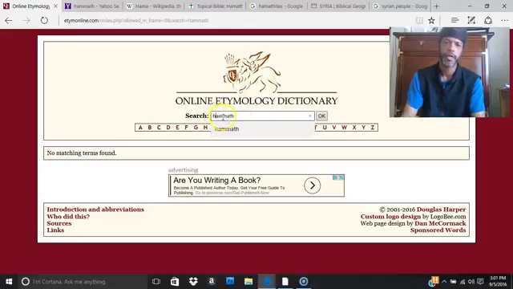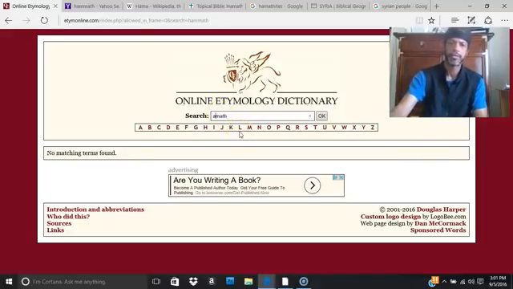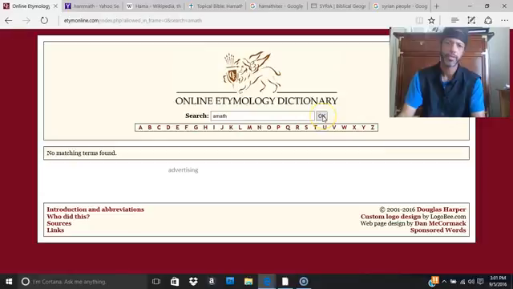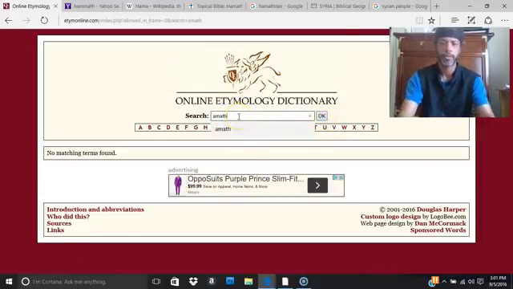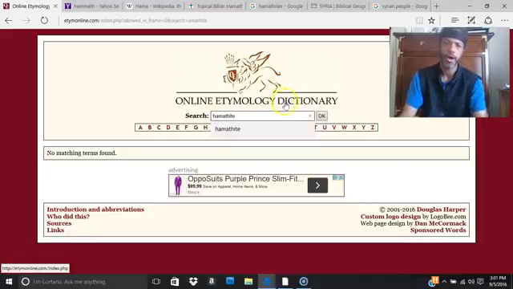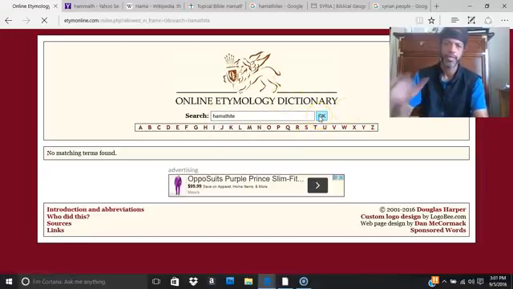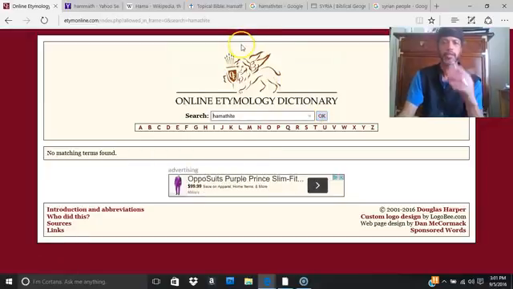So we drop the H, Hamath, and when we click Hamath, we don't get anything. When we type in Hamathite, we don't get anything. When we change it to Hamath or Hamathite, we don't get anything.